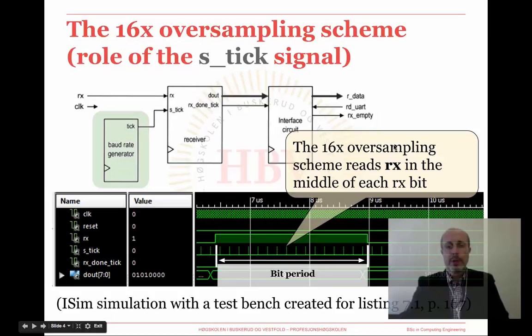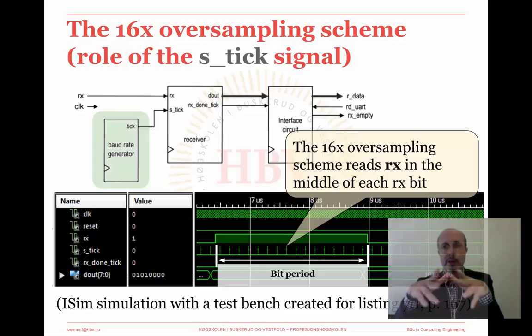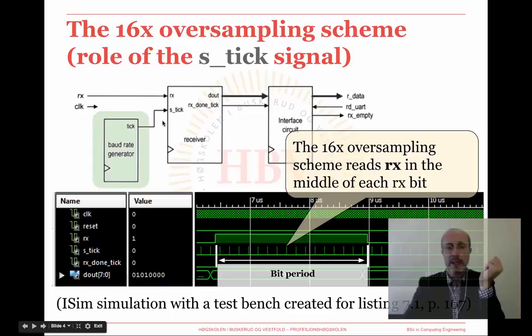The baud rate generator is highlighted here and is particularly worth mentioning since it generates the sampling ticks that enable the receiver block to know the exact moments when the logic value that is present at the received data line must be read. Since the sender and the receiver do not share a common clock signal, as you know, this block generates multiple sampling ticks within each bit period, as you see in this waveform captured from the simulation.